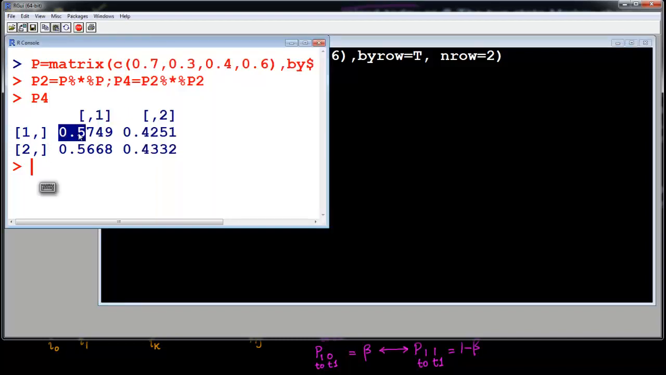So the probability of no rain is 0.5749. This is the probability of no rain 4 days from now. So that is our answer.